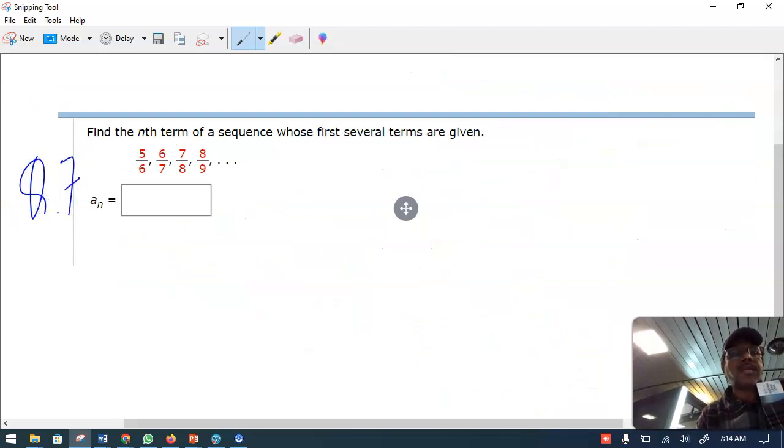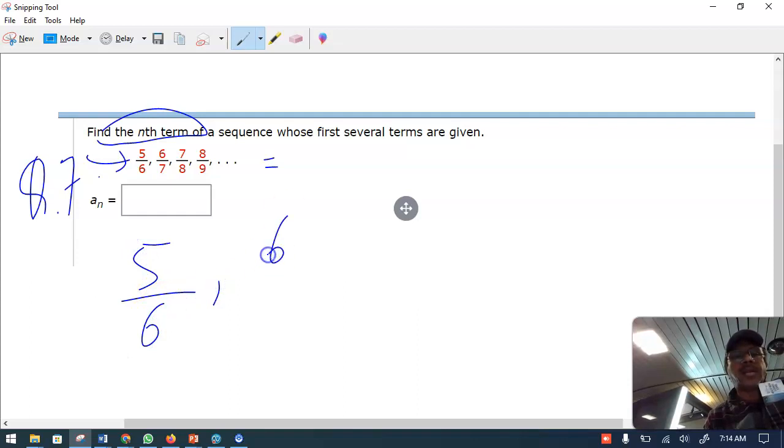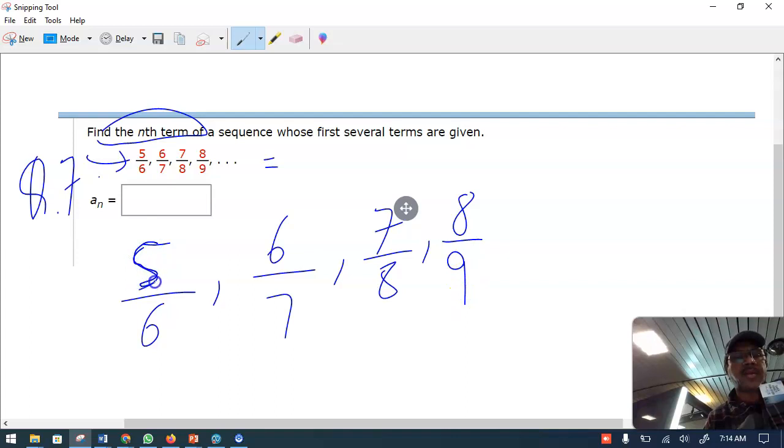So question number 7 says you are given some terms and you're supposed to find the nth term. I want you to think over it and see if you can do it by yourself. You see the pattern there: 5 is up, 6 is down, then 6 and 7, then 7 and 8, and 8 and then there is a 9. Focus on this 5 first. From 5 it goes to 6, then goes to 7. Each time you add 1, right?